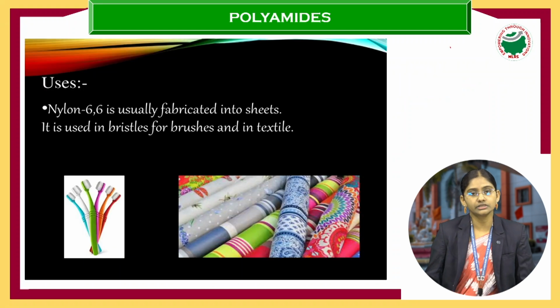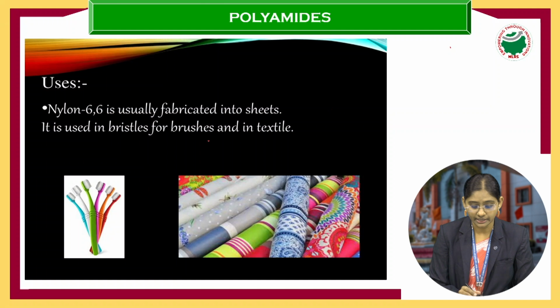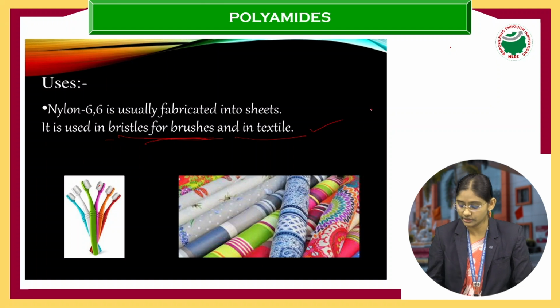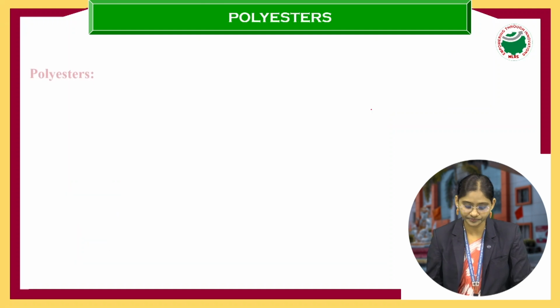Now we'll see the uses of nylon 66. Nylon 66 is fabricated into sheets, and our day starts with nylon 66, right? Why? Because for the preparation of the bristles of the toothbrush, nylon 66 is used, and it is used in the textile industry.